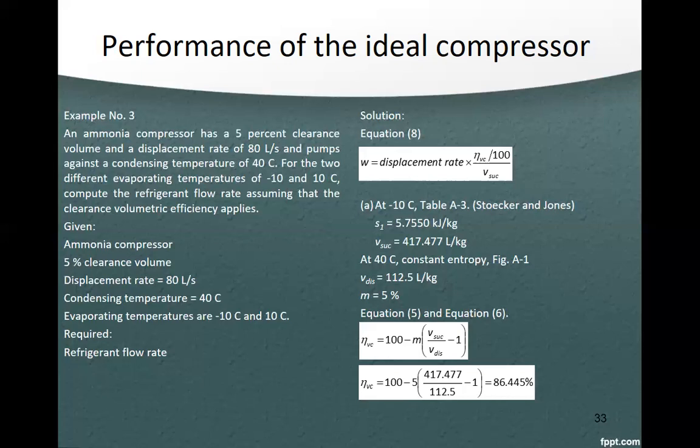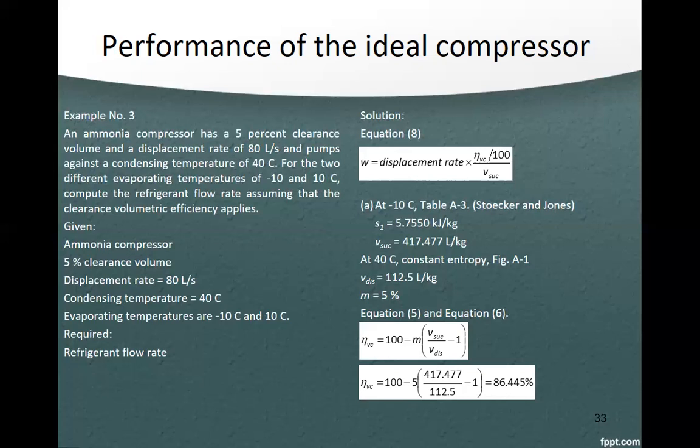At 40 C, constant entropy, from figure A1, this is the chart, the discharge specific volume is 112.5 liters per kilogram. This is okay. We don't need so many decimal places because this is read from a diagram, so just give one decimal. M is 5%.